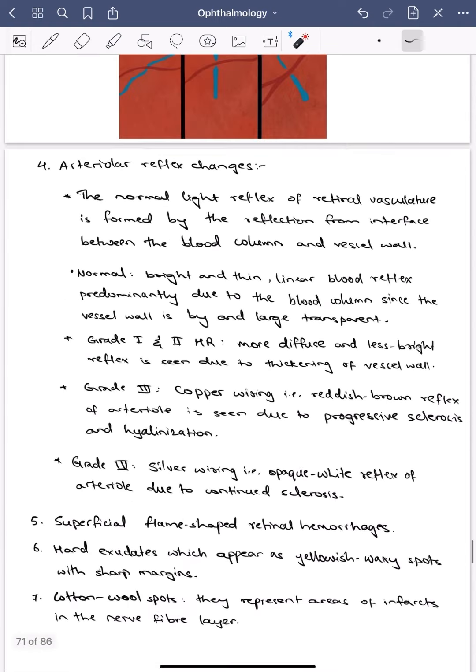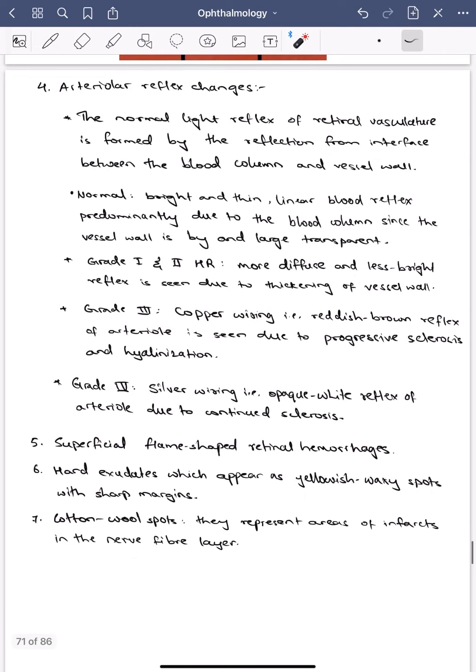Now, because of hypertensive changes, before discussing that, we can grade hypertensive retinopathy as grade 1, grade 2, grade 3, and grade 4. We'll be discussing this soon after discussing the clinical features. But for now, remember, in grade 1 and grade 2 hypertensive retinopathy, there is a more diffuse and less bright reflex, and this is seen due to the thickening of the vessel wall. Remember, one of the pathogenic factors for hypertensive retinopathy is arteriosclerotic changes, that is thickening of the vessel wall, and because of this, the light reflex appears more diffuse and less bright. So this is in grade 1 and grade 2 hypertensive retinopathy.